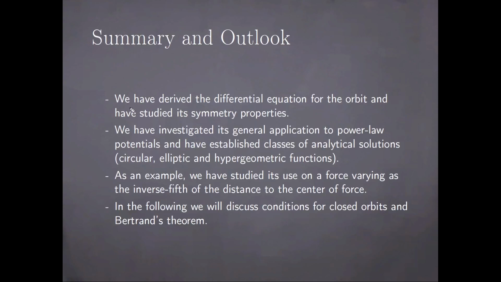So, in summary, we have derived the differential equation for the orbit and have studied its symmetry properties. We have investigated its general application to power law potentials and have established classes of analytical solutions, which are the circular, the elliptic, and hypergeometric functions. As an example, we have studied its use on a force varying as the inverse fifth of the distance to the center of force. And in the following, we will discuss conditions for closed orbits together with Bertrand's theorem.